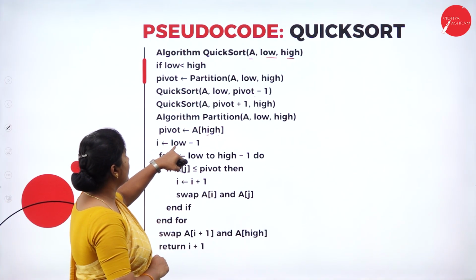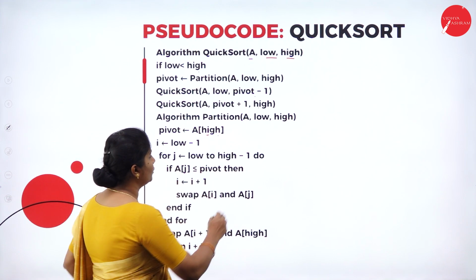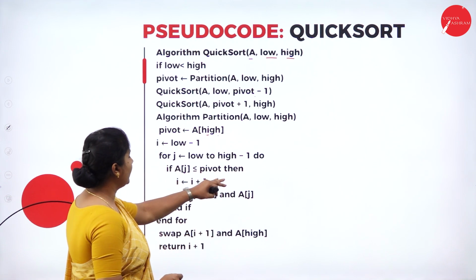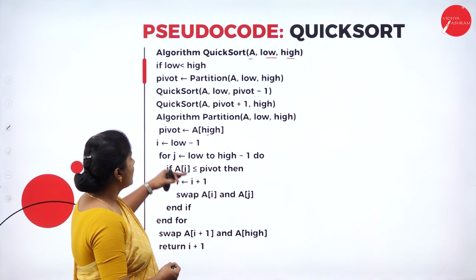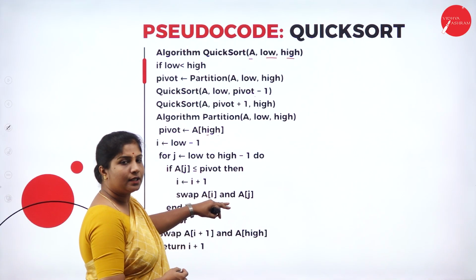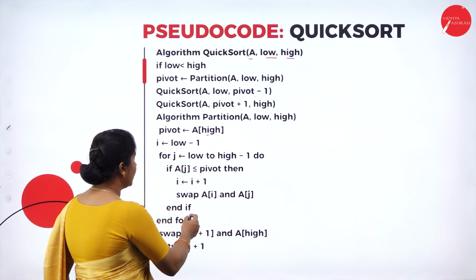Okay. So I starts from low minus 1. So for j from low to high, we need to do this. So compare, and we need to increment the I value every time. Then if it is not arranged, then swap A of I and A of j. Okay. Then end if.